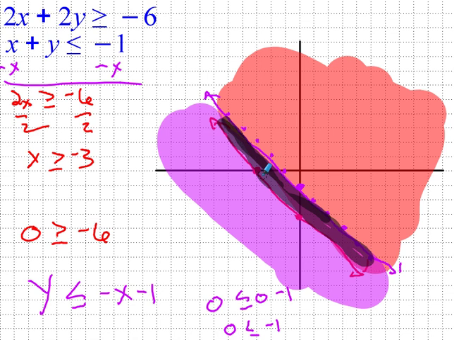Okay, and that's it, guys. So graph both on the same graph. Wherever they overlap your solutions, that is your final solution.